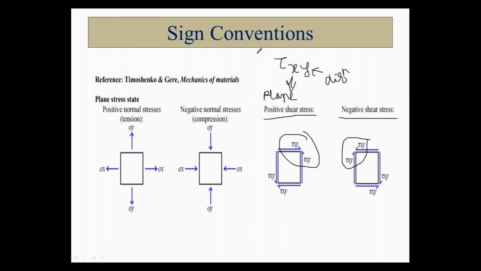Okay, you can take down this one. X plane and y direction. Tau xy. Here there are two subscripts. The first subscript represents the plane. The second subscript represents the direction.